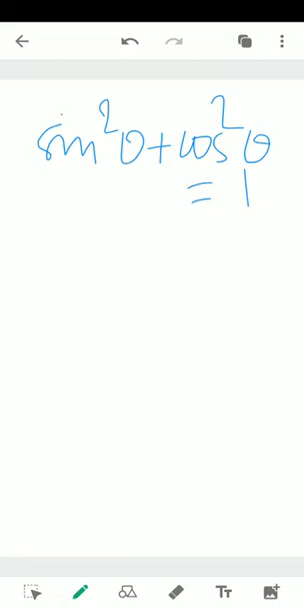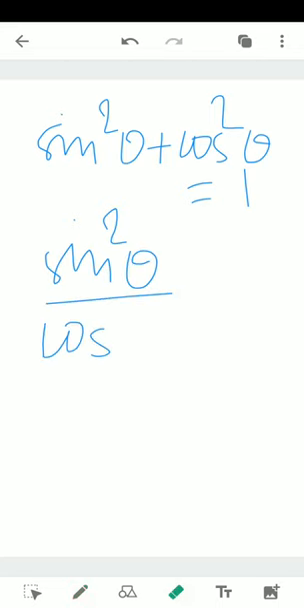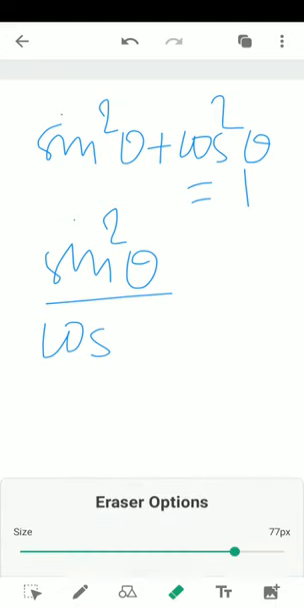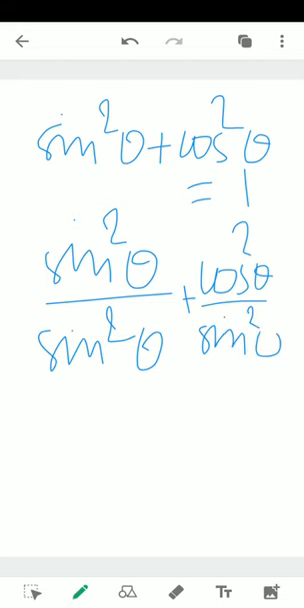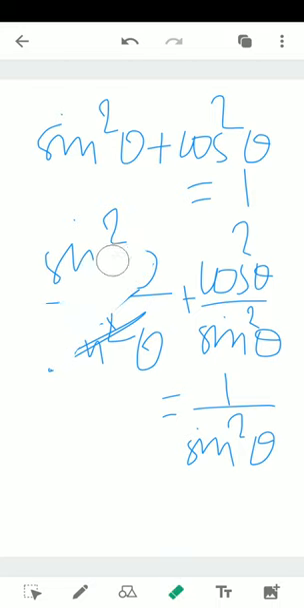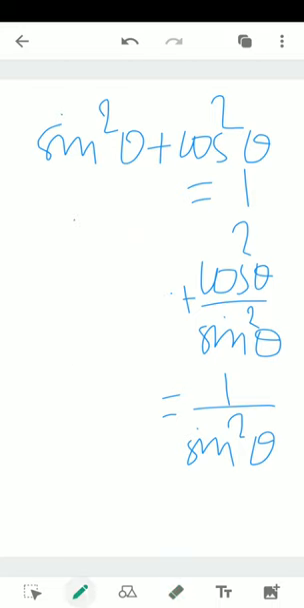So I was stuck at sine square theta plus cos square theta equals 1. So we are just dividing it by sine square theta. Sine square theta plus cos square theta by sine square theta equals 1 by sine square theta. Sine square theta by sine square theta will become 1 for me. Cos square theta by sine square theta, as you know, will become cot square theta.